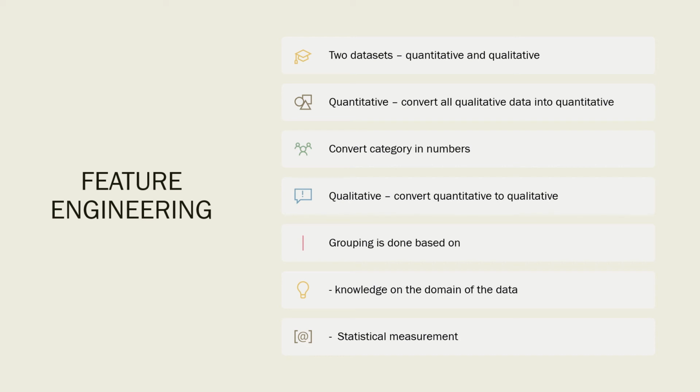And then as for the qualitative data set, the quantitative data will be converted into qualitative based on grouping that is done by understanding the domain of the data, which is credit risk assessment, also on loan financing, and so on, and then followed by statistical measurement for data that cannot be categorized based on the domain knowledge alone.